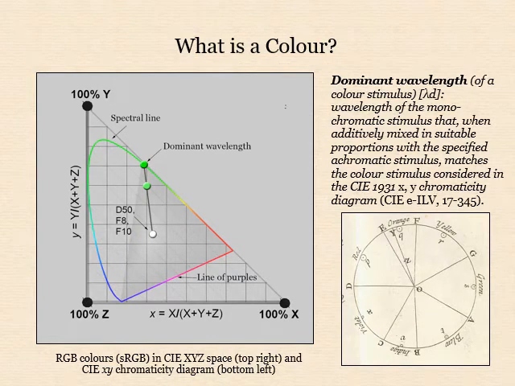The CIE term for Newton's concept of the direction of imbalance in the common centre of gravity of the number of rays, the direction OY in his circle, is dominant wavelength. Dominant wavelength is the measurable psychophysical property related to the perceived colour attribute of hue.